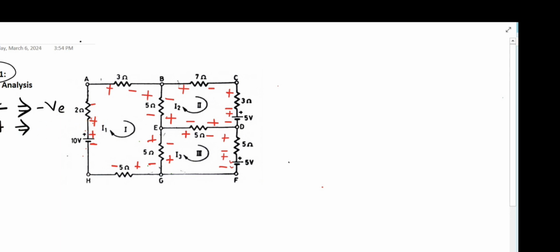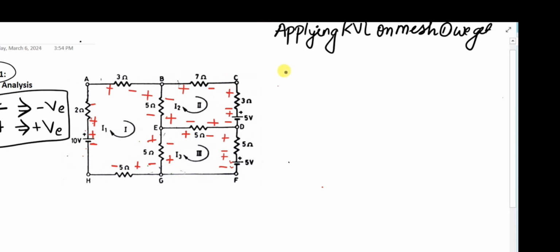If something was negative in the past but is positive in the present, it's a positive scenario, so we will write a positive sign to it. After remembering these things, we can apply Kirchhoff's voltage law. Now let's apply Kirchhoff's voltage law for mesh 1. On applying it on mesh 1, what do we get?